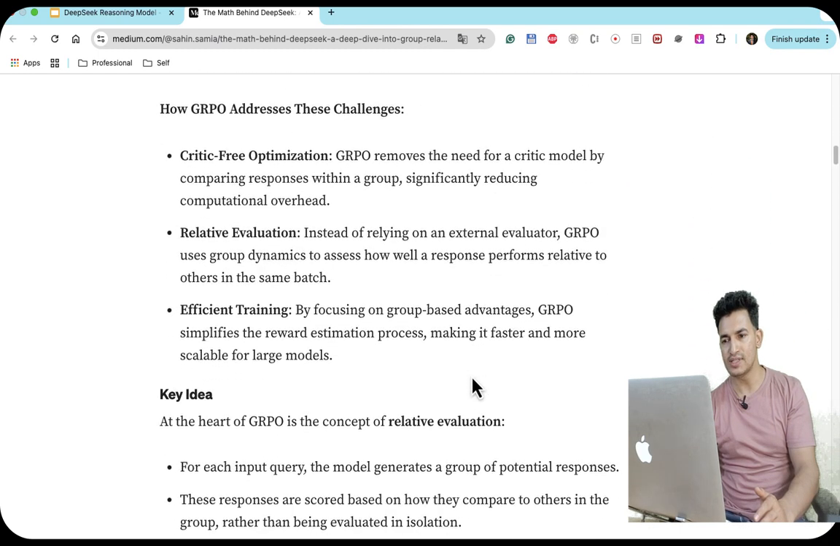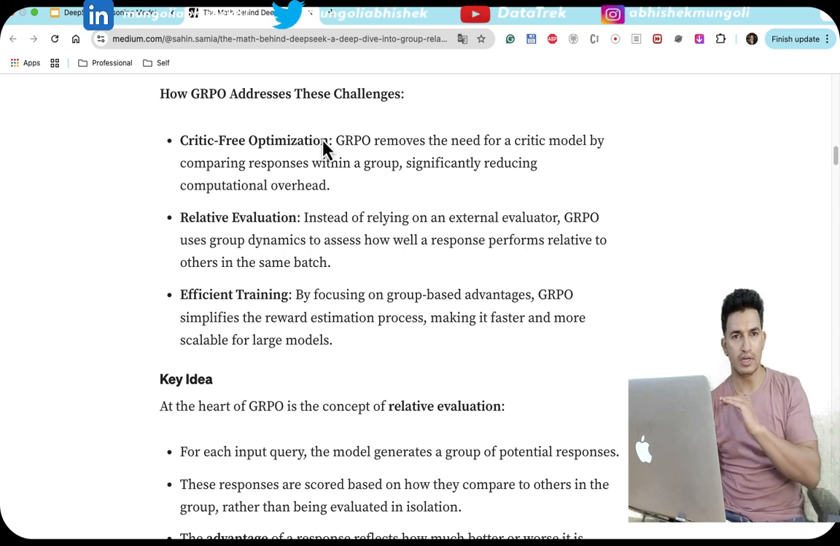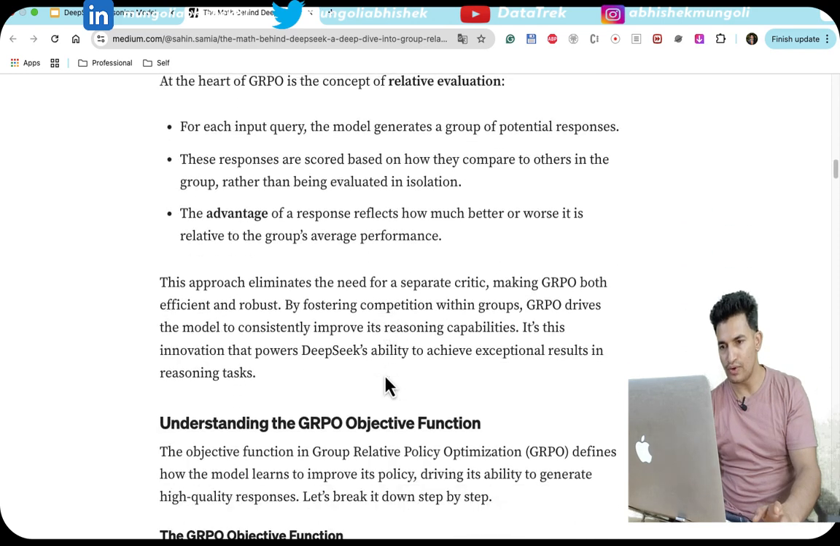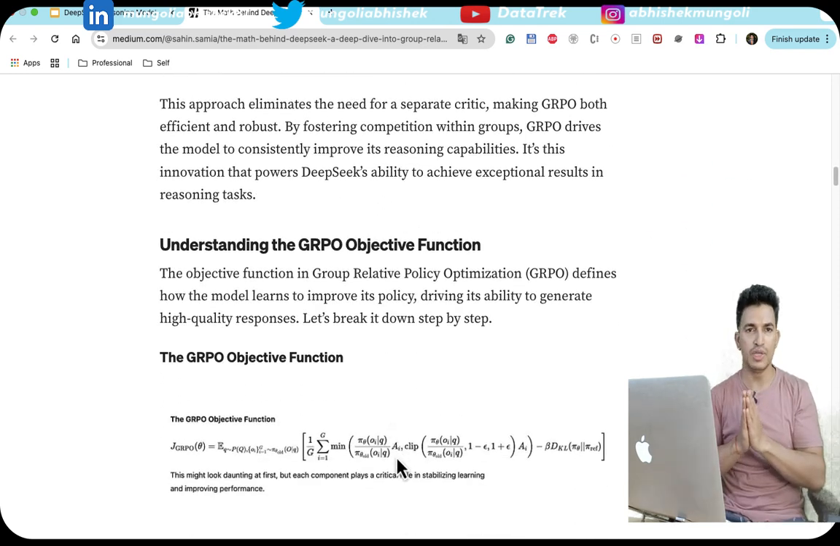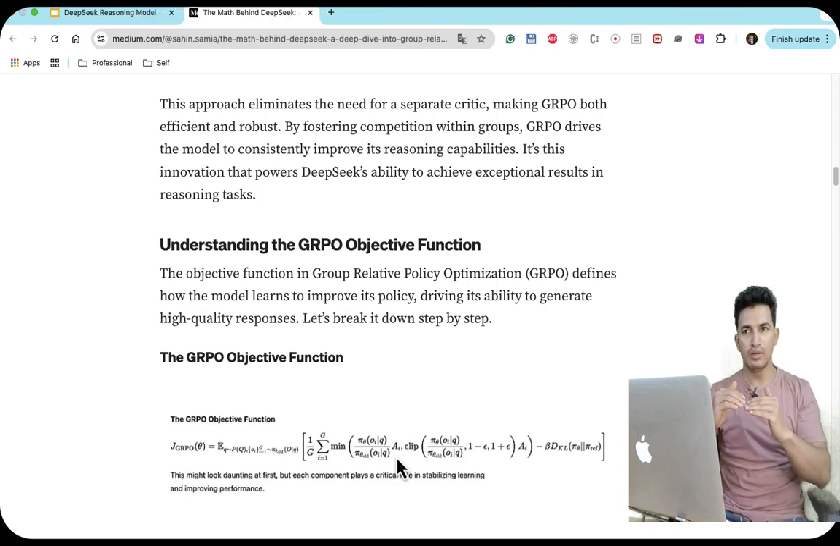Now what GRPO does is, it's a critic-free optimization. It removes the need for that critic model by comparing responses within a group, significantly reducing computational overhead. Now we are talking about group relative policy optimization. What is a group? It says that instead of having another critic model which will tell me what the reward is at this state, and if I move my parameters towards a better state, how much advantage I will get, let me directly generate a bunch of responses, and the reward that I get for each response is the expected reward at that state.